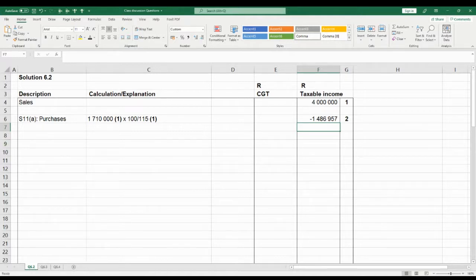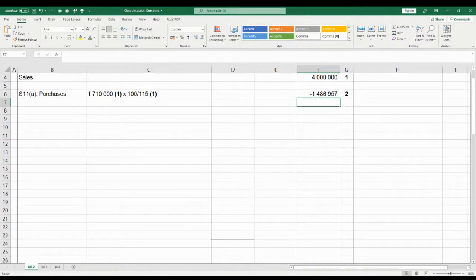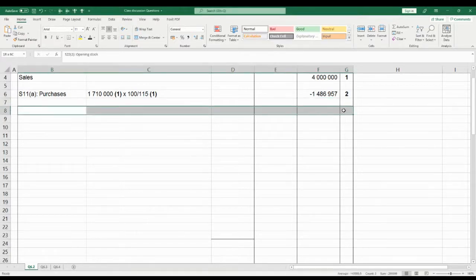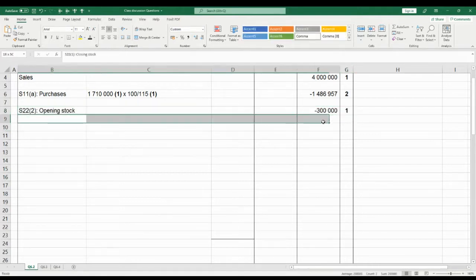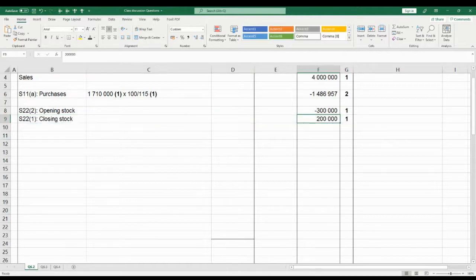Okay, then we've got raw materials. They gave you the opening balances and the closing balances in the question. They told us the opening balance of stock was 300,000, which we deduct. And then our closing stock was 200,000, which we add back. Now, as you can see in this question, you need to clearly indicate what is deducted and what is added. In this case, I showed a negative because it's in Excel, but in a test you can use brackets, which also indicates it's a negative amount.